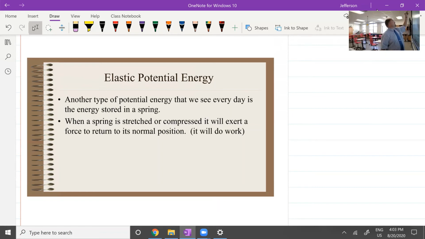So we can say that the potential energy stored in a spring, PE sub S, is equal to the work done in changing the spring length.